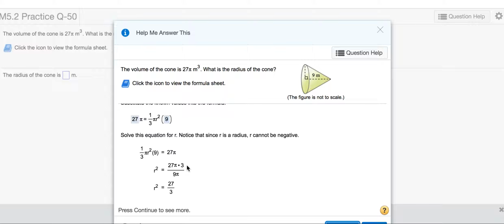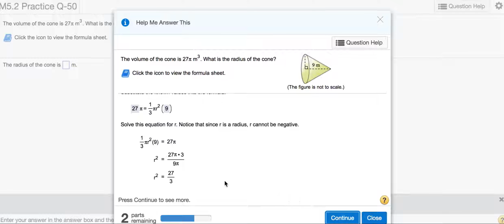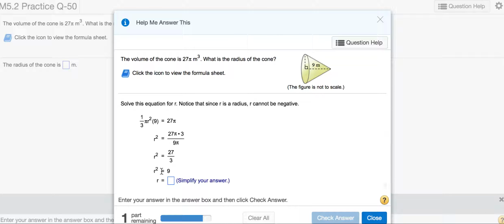So in order to solve this, this is what we did. The pi's get rid of each other. They cross each other out. 27 times 3 is, I don't know, I don't have my calculator. But if I divide that answer by 9, I get 3 here. So now I have r squared equals 27 divided by 3. If you know your multiplication facts, you know 27 divided by 3 is 9. So r squared equals 9.